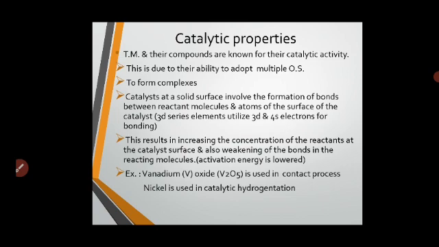So the activation energy is lowered, meaning that with minimum energy the reactants can react very easily, and therefore catalysts are required. Many times we use a catalyst to increase the rate of reaction, meaning to make it faster. Here one more example is given: vanadium pentoxide, V2O5, is used in the contact process for the manufacturing of sulfuric acid, or else nickel is used in catalytic hydrogenation.